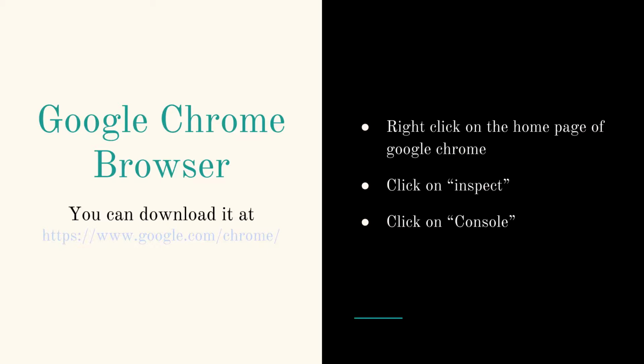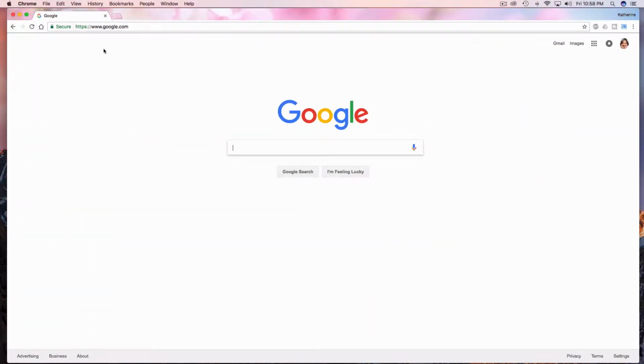All right. So once you get it, you're going to right click on the home page of Google Chrome, and then you're going to click on inspect. And then after that, you're going to click on the console. And I'm going to show you right now. So come on over here.